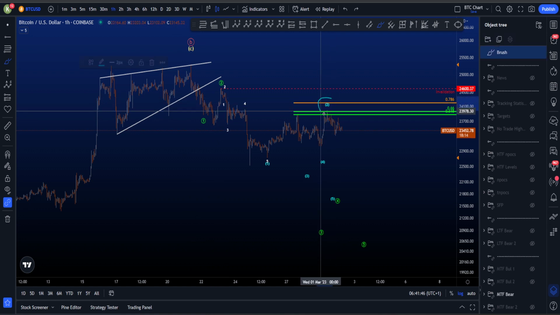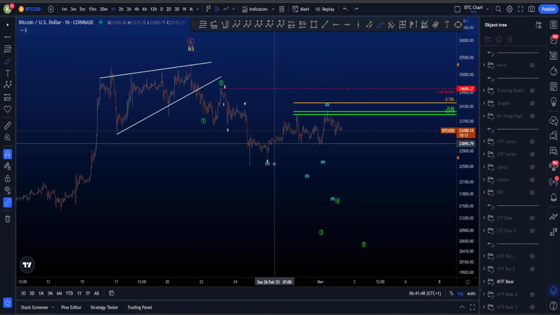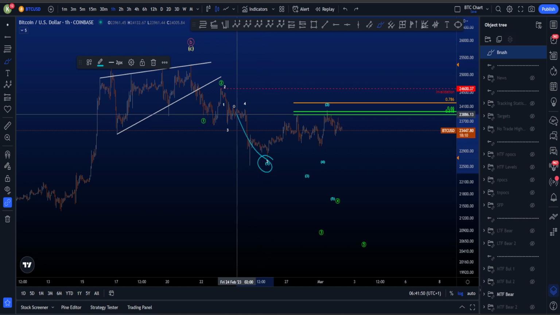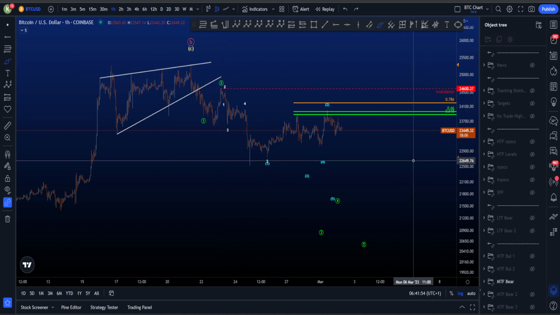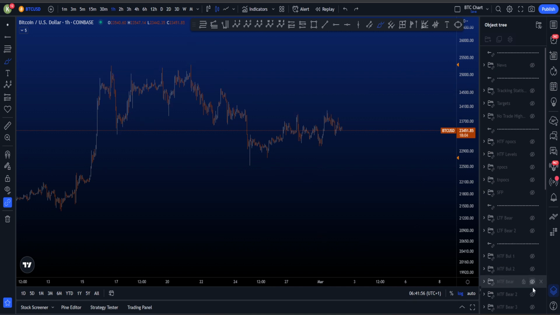Now in this scenario, wave 2 over here, the blue wave 2, is not allowed to go above the origin of this wave 1, which happens to be here at the green wave 2. So the invalidation is at 24.6k.